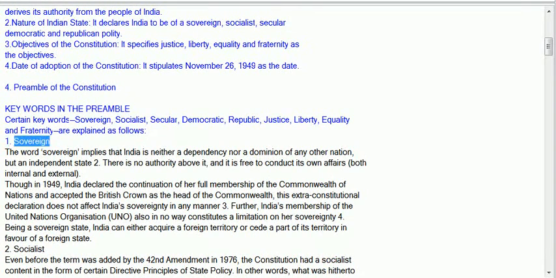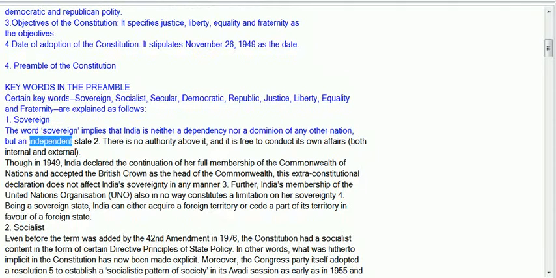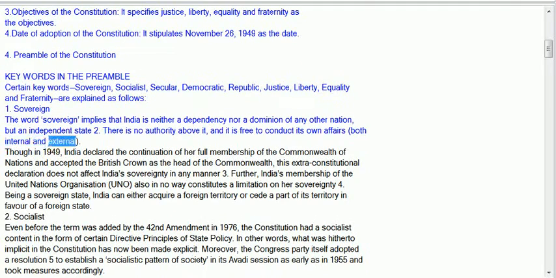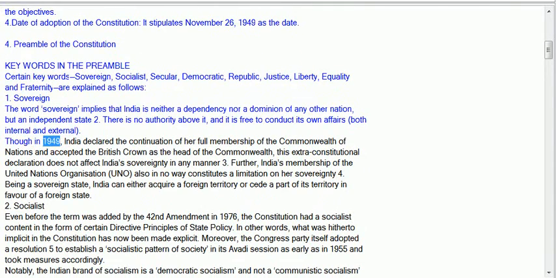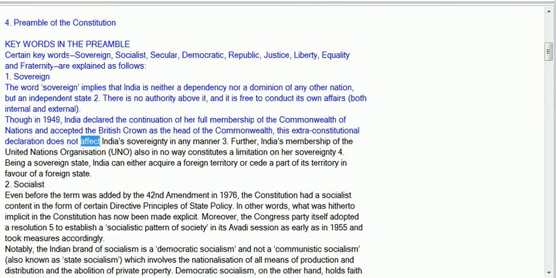1. Sovereign. The word sovereign implies that India is neither a dependency nor a dominion of any other nation, but an independent state. There is no authority above it, and it is free to conduct its own affairs, both internal and external. Though in 1949, India declared the continuation of her full membership of the Commonwealth of Nations and accepted the British Crown as the head of the Commonwealth, this extra-constitutional declaration does not affect India's sovereignty in any manner.